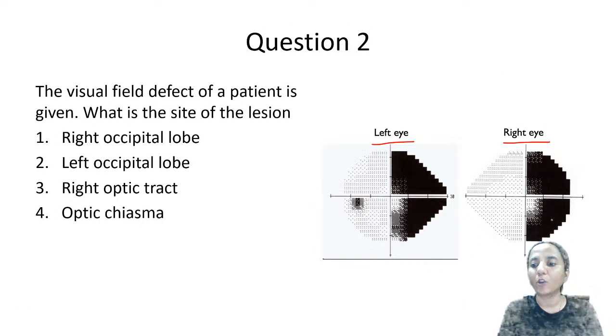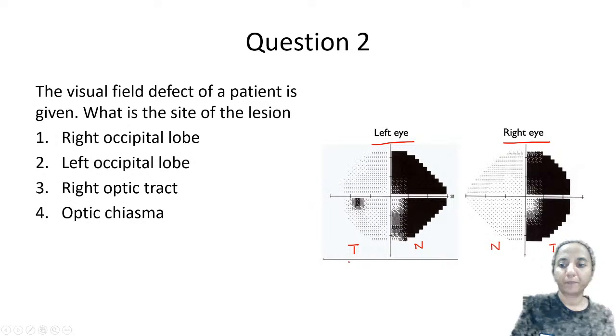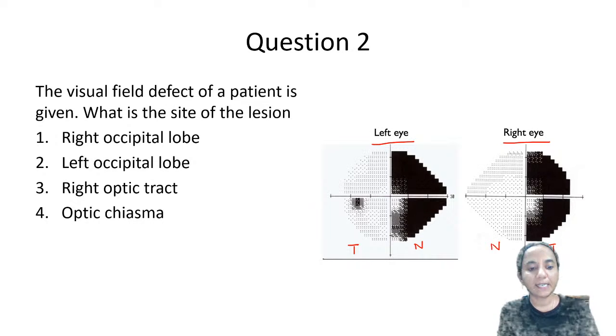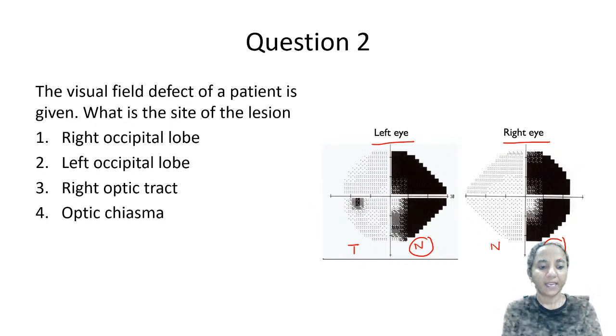Whenever we get this kind of an image, we have to first understand which is temporal and which is nasal. So temporal, nasal. For this eye, this is nasal and this is temporal. Right? So what is this field defect basically? What you see is that the nasal field of the left eye and the temporal field of the right eye are affected. So this is a homonymous hemianopia.